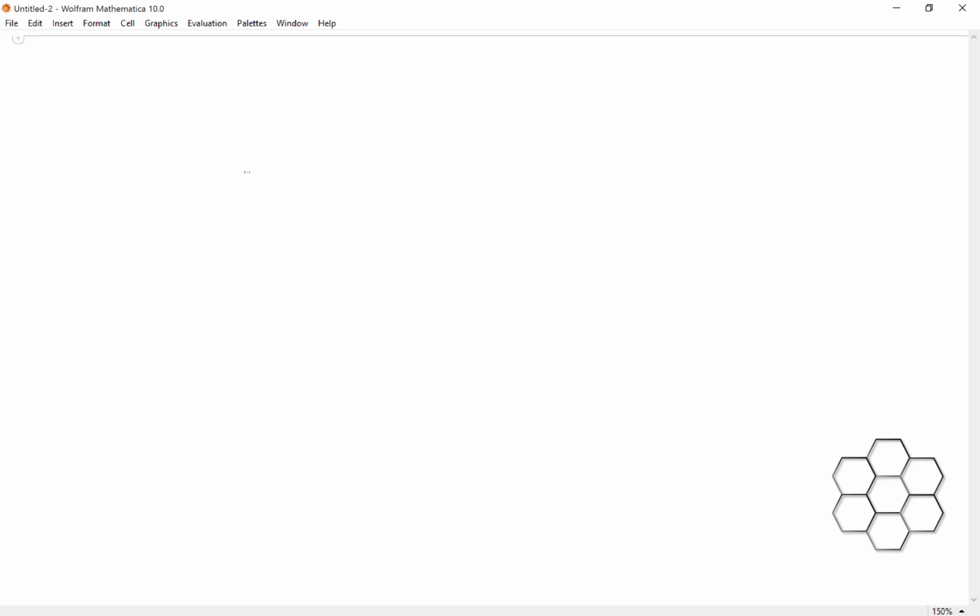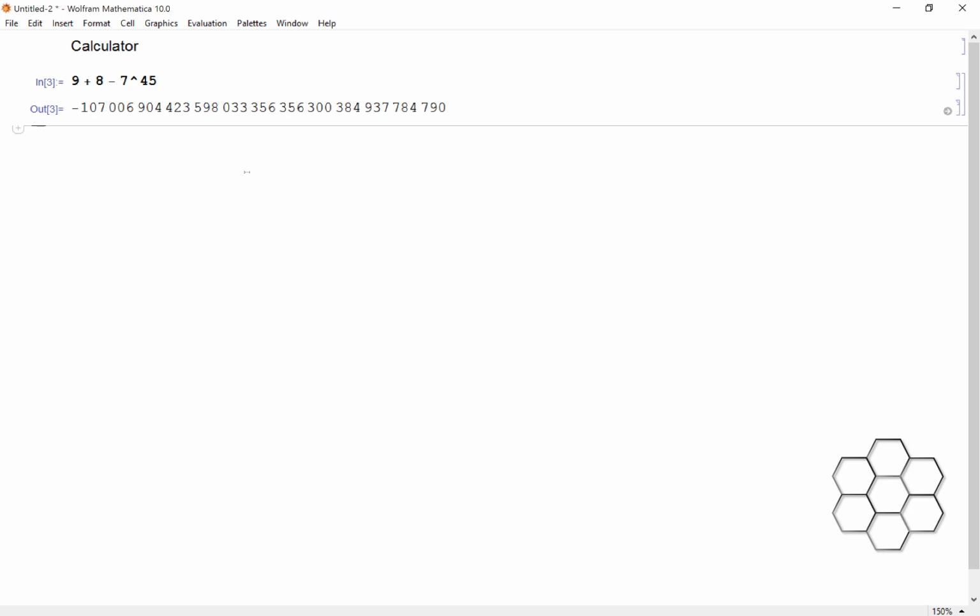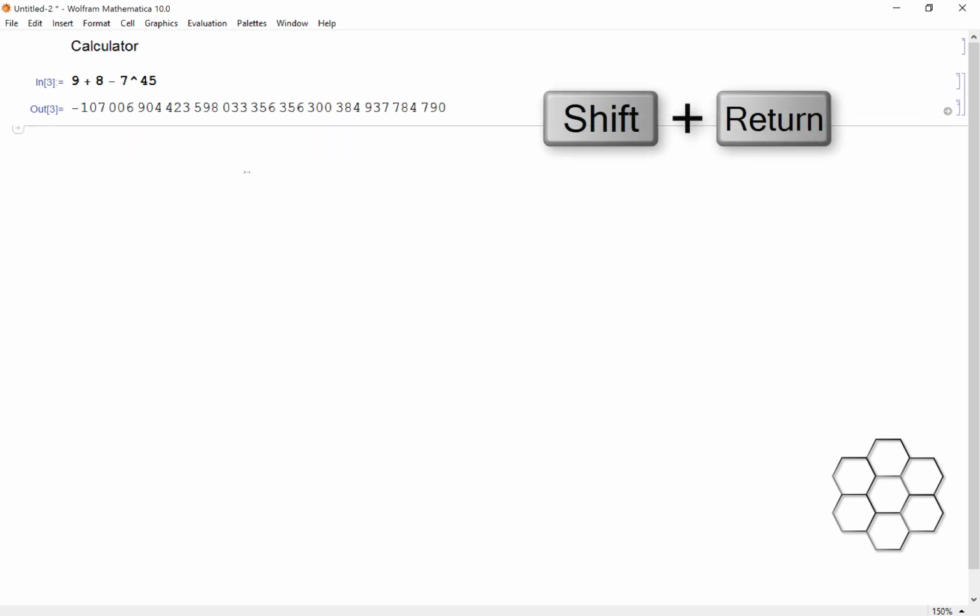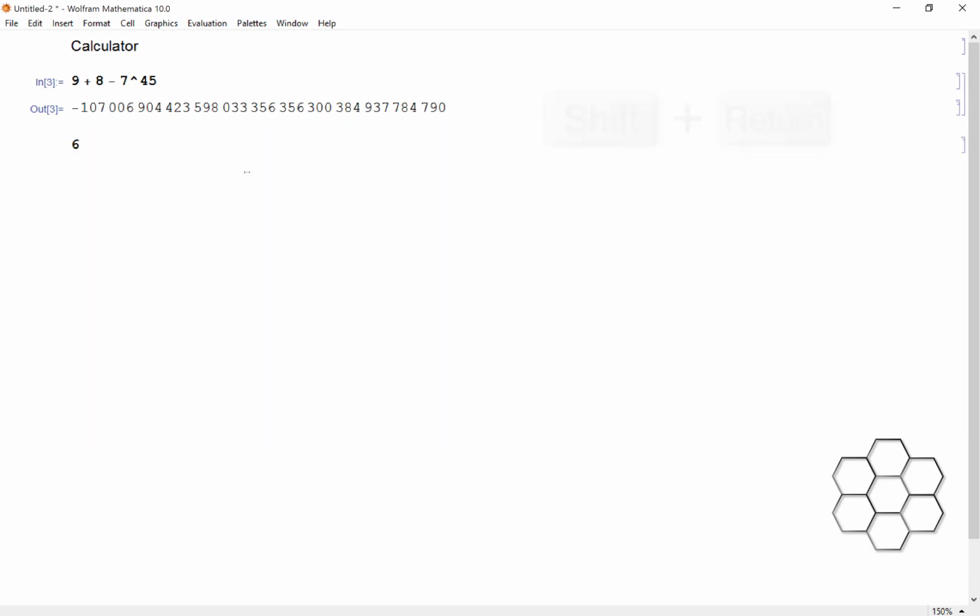We'll start with just being a basic calculator, and Mathematica can handle pretty much any sort of calculation that you want to do, just like you would in a calculator, like 9 plus 8 minus 7 to the 45th power, and it can compute very quickly. And the way you execute a calculation is by hitting Shift and Enter together. So you have to do that every time. We can even do things like factorial and many other types of calculations. I'll show you some more as we go.